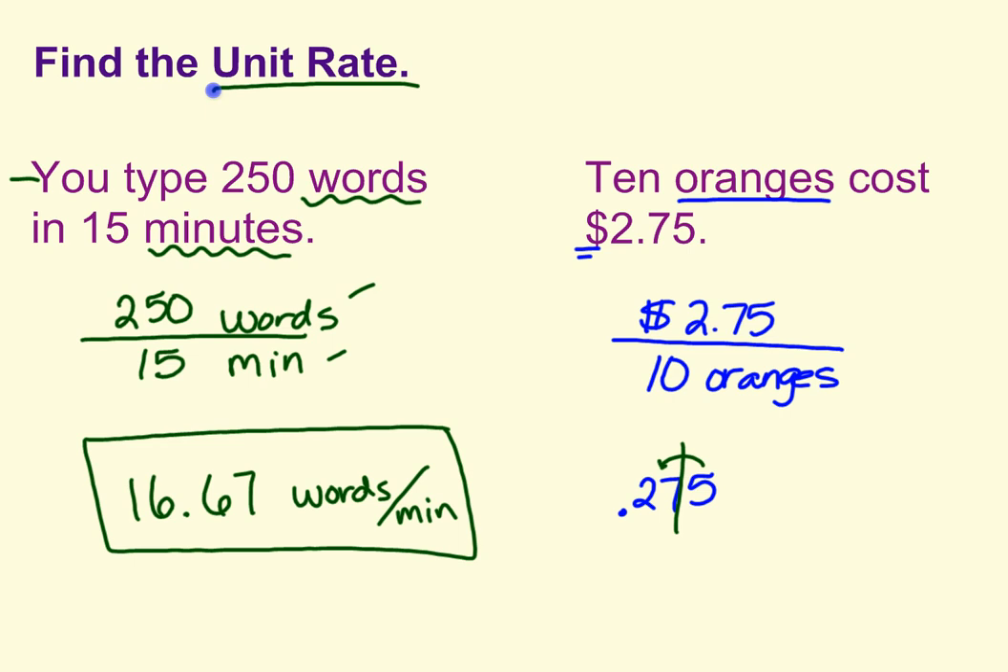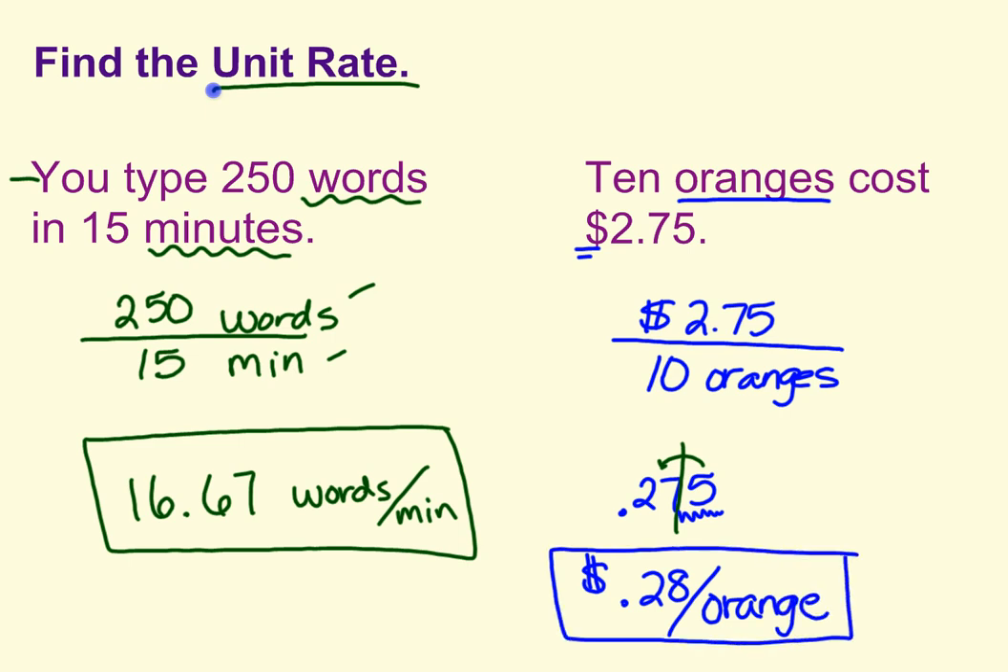So just to talk about rounding for a second, if this number here is 5 or above, it's going to round the number before it up. So we're going to say 0.28. So it rounds up to 28 cents. And then dollars per orange. So the dollar sign you can put out there. So there's your 28 cents per orange. So now we know that one orange will cost 28 cents. And that is our unit rate.